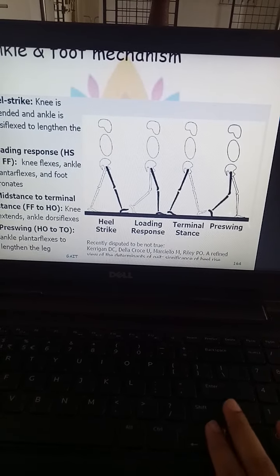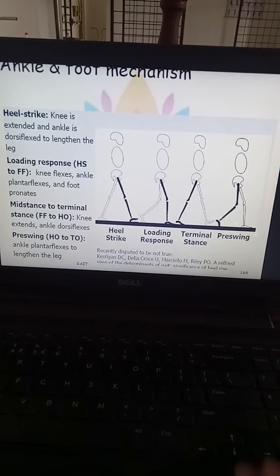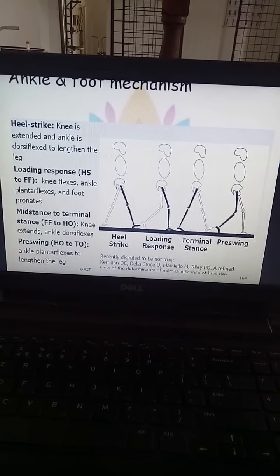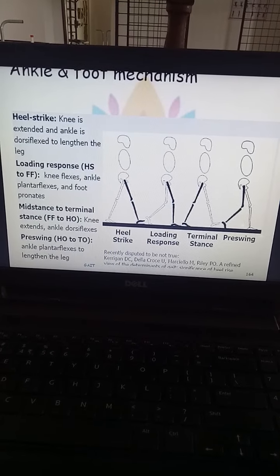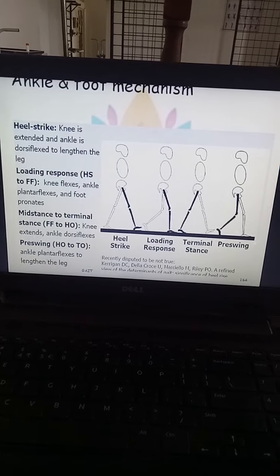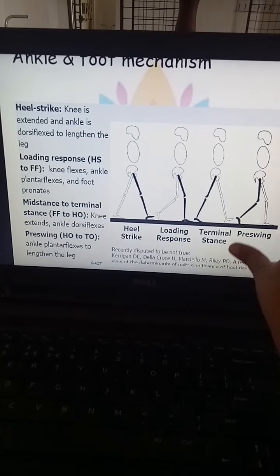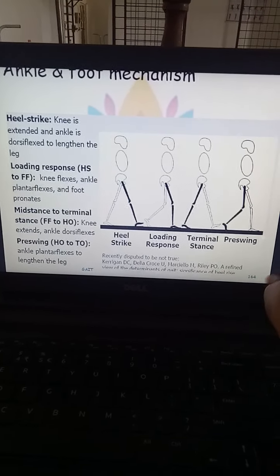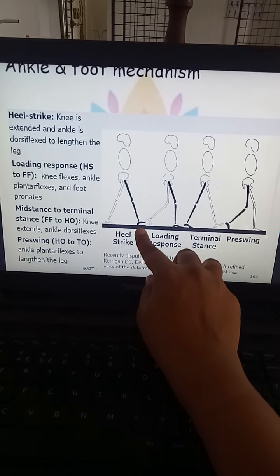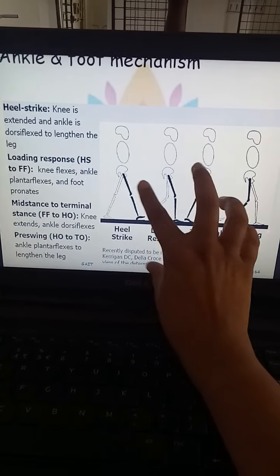Okay, next, ankle and foot mechanism. In the ankle and foot, what we have to understand is what movements occur in the ankle joint as well as in the foot. So first is heel strike. During the heel strike, the knee is extended, you can see here also. So in the heel strike, the knee is in the extended position, and the ankle is in the dorsiflexion position. It is clearly visible here, and it is dorsiflexion to lengthen the leg. So that is about the heel strike.